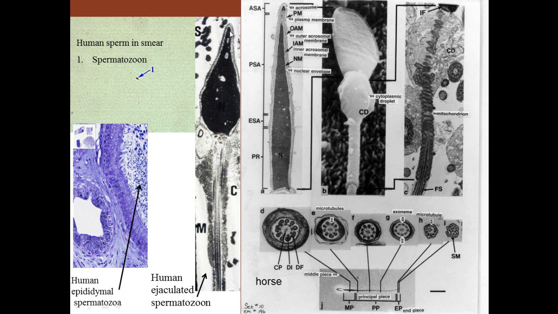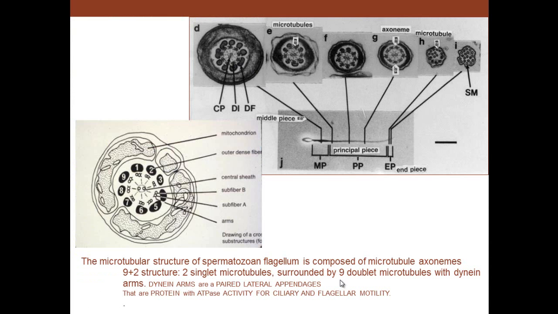And here you can see a human spermatozoa, and there's a nucleus there, and the middle piece, and you see some epididymal sperm from the human as well. If we look at the horse, we can see some structures in a little more detail. There's a nucleus, a series of membranes, and the middle piece with the principal piece. Here's the spermatozoa, and as we can see it.